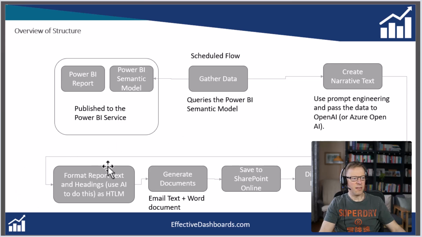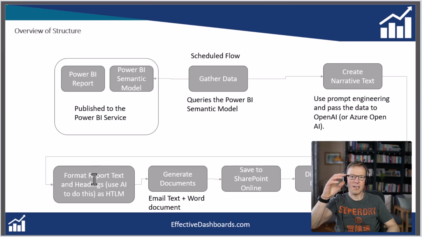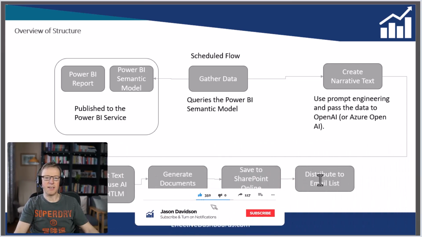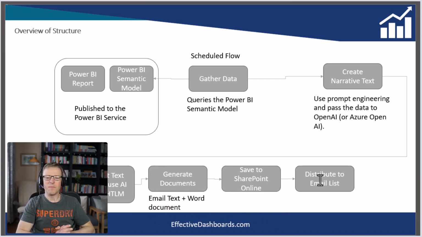And then we got that information and we concatenated it together into a single document. And then we generated some documents. The first one was a Word document, and we also generated some email text. And then we saved it to SharePoint Online, and then we sent an email to the end user. So hopefully you found this useful, and hopefully you've got some ideas about how you could use this in your own role to automate some of your weekly, monthly, or even daily reports.